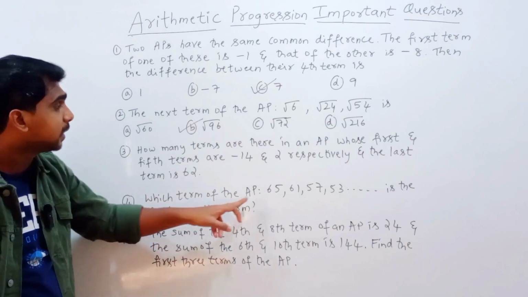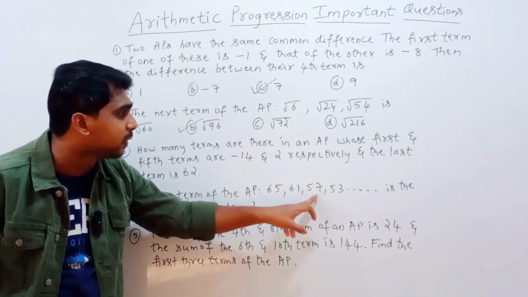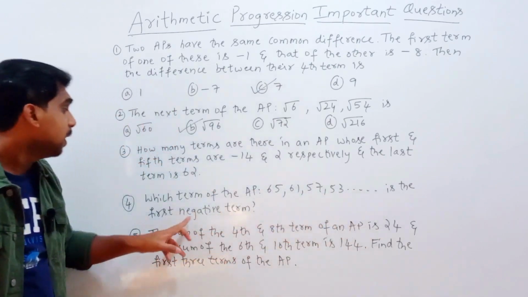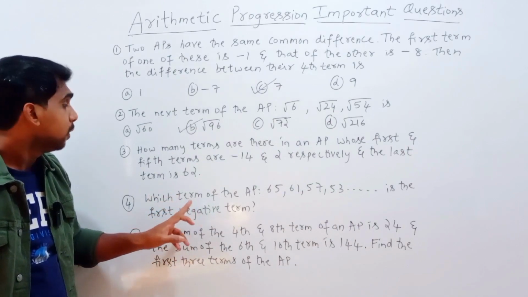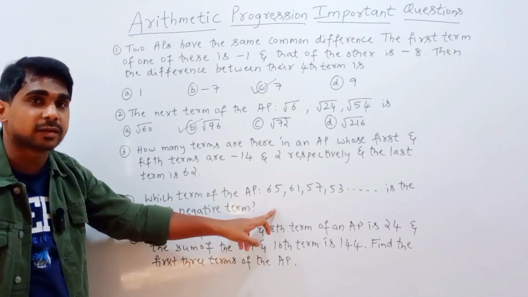Fourth question. Which term of the AP 65, 61, 57, 53 is the first negative term? Here we have to find the n value. So this question is asked for 3 marks.